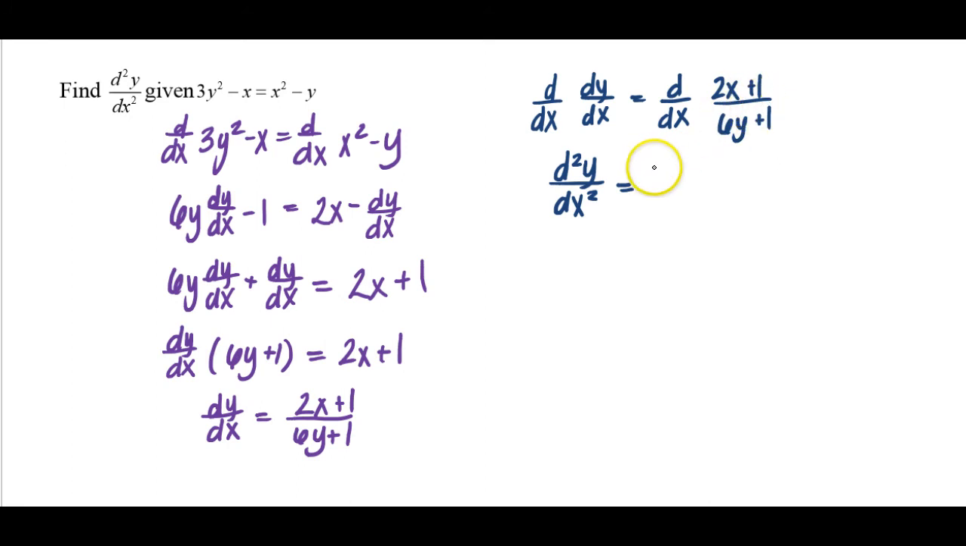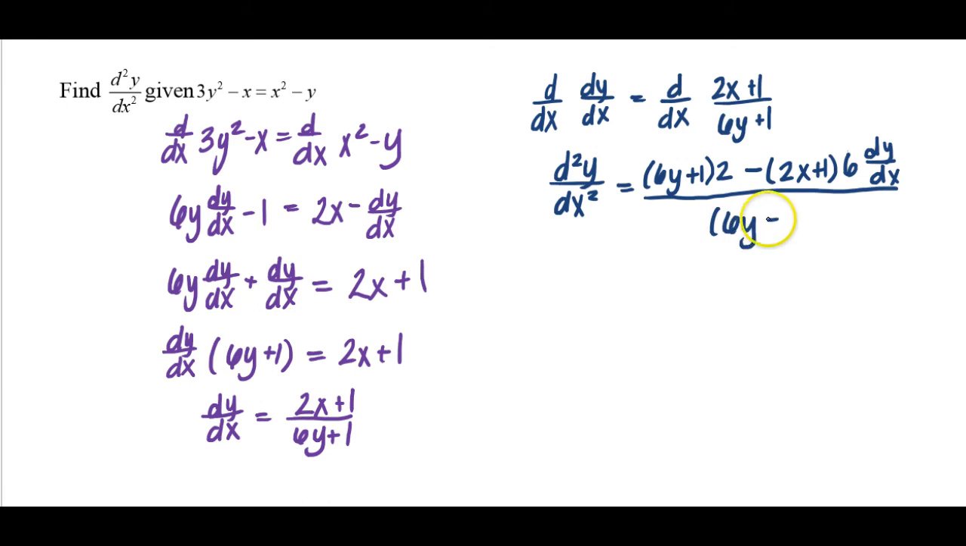So we're going to go ahead and do low d high. So 6y plus 1 is low. D high, the derivative of the top is 2, minus high d low. So high 2x plus 1, d low. So we're taking the derivative of the bottom, which has a y in it, and the variable is x. So we're going to have 6, the derivative of 6y, but we need to include a dy dx. And then all over the bottom, 6y plus 1 squared.